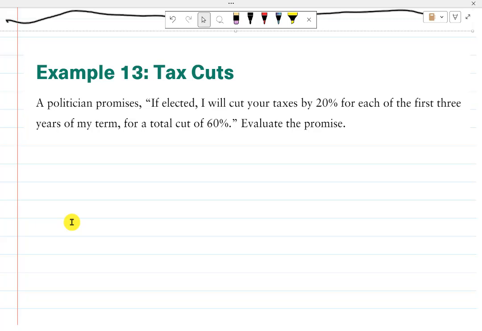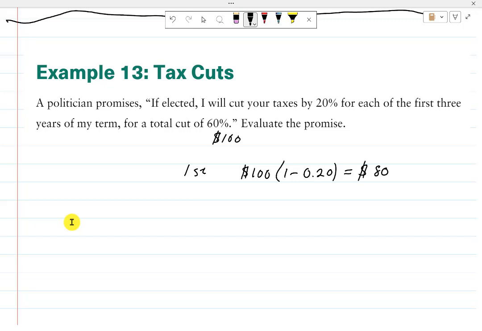So there's a politician that says he can save you 20% each year for the next 3 years, and just adding them up figures that's a 60% savings. Let's try the same thing as before with starting with $100. Suppose I have a tax bill of $100. The first year he cuts it by 20%. So in the first year, we're going to take our $100 and multiply it by 1 minus 0.20. I think you'll find that that comes out to be $80.